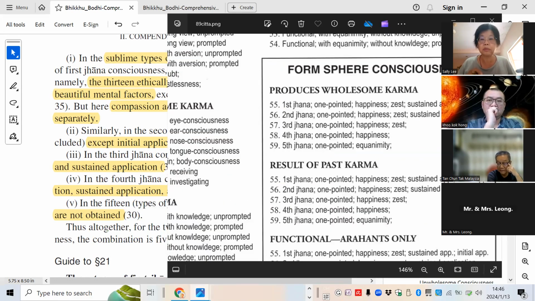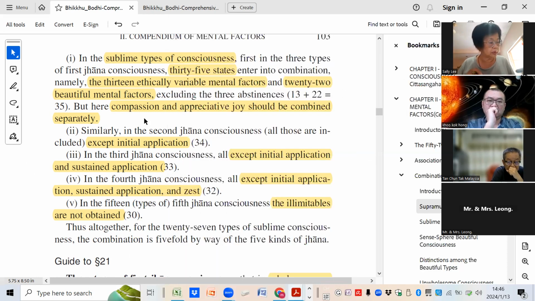Initial application, we reduce it. So second jhana, the difference between first and second jhana is 1 only. Then we come here, third jhana, also exclude 1 more. You see, except initial and sustained application, so we deduct 2. And then in the fourth jhana, the difference compared with the third jhana is only 1. The reason is we reduce the zest. Okay, we reduce the zest.